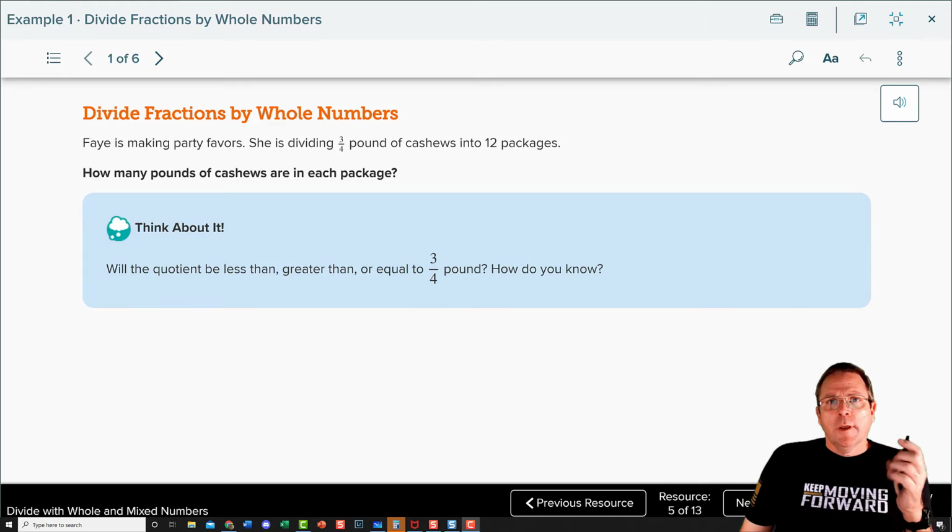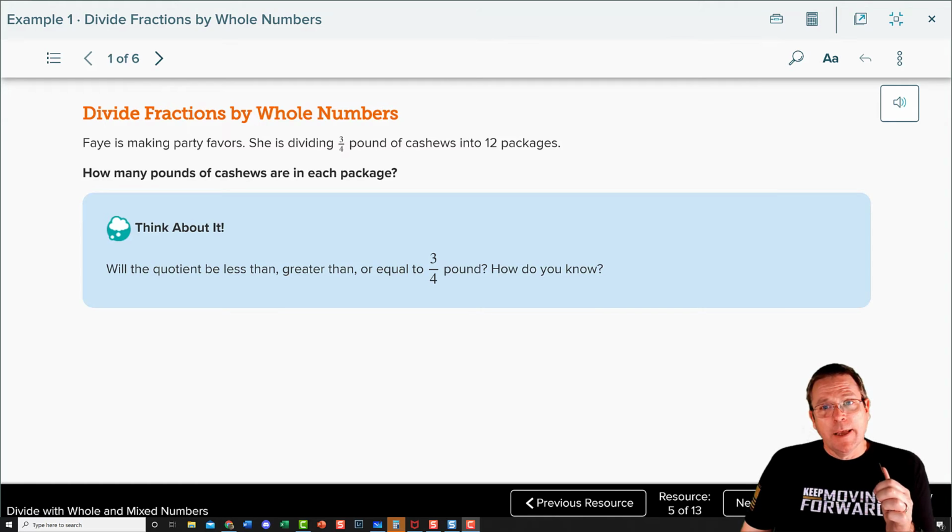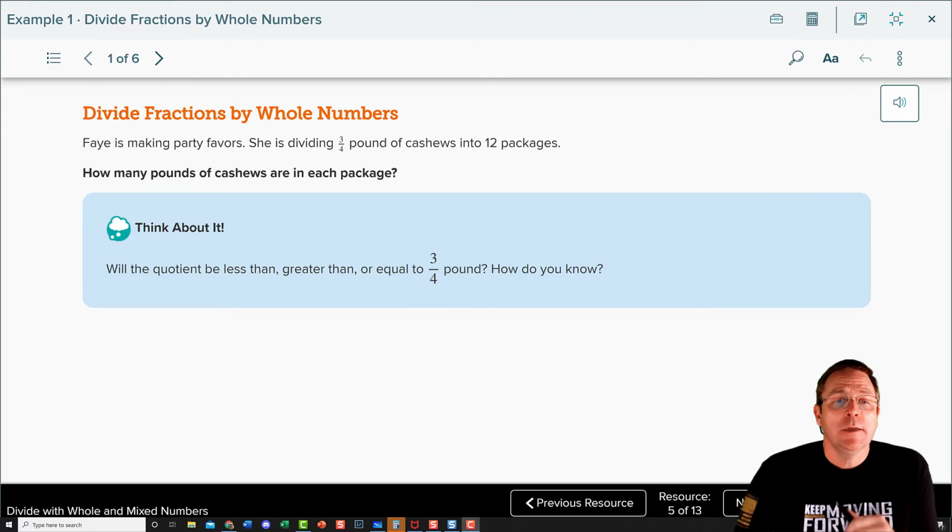So what if the problem came to us as a word problem like this? Faye is making party favors, dividing 3/4 pound of cashews into 12 individual packages. That's not going to be very many cashews for each package. How many pounds of cashews are in each package?